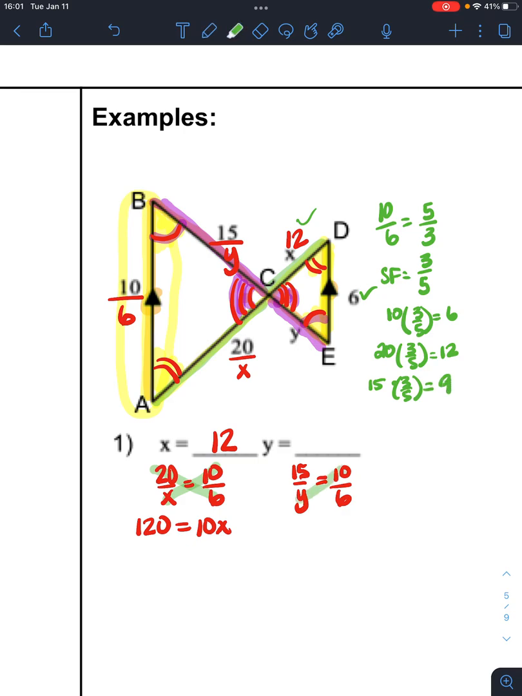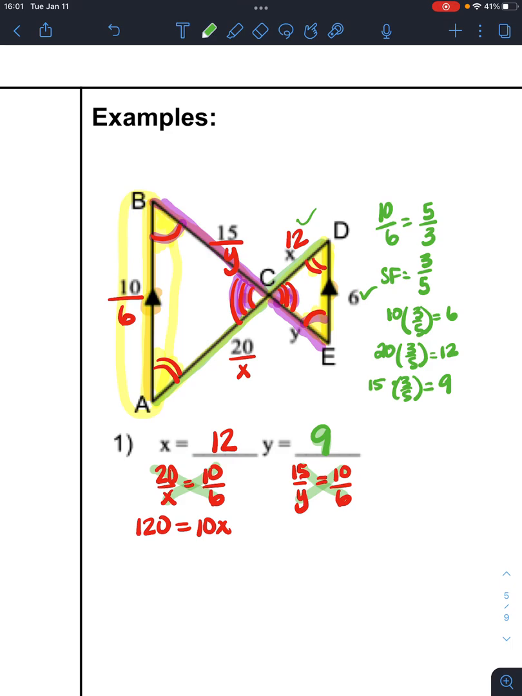Well, let's just do a quick check here with my cross multiplication. 15 times 6 is 90, and then divide that by 10, and you get that y is 9. So you can do it either way.